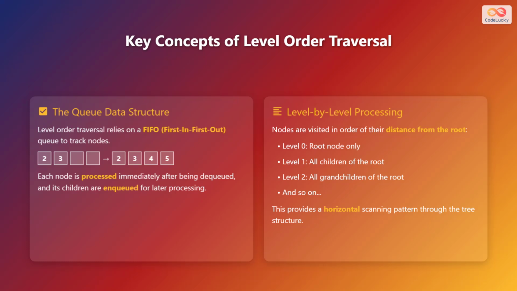The other key concept is level-by-level processing. Nodes are visited in order of their distance from the root. First level 0, which contains the root node only, then level 1, which contains all the children of the root, then level 2 containing all the grandchildren of the root, and so on. This provides a horizontal scanning pattern through the tree structure.